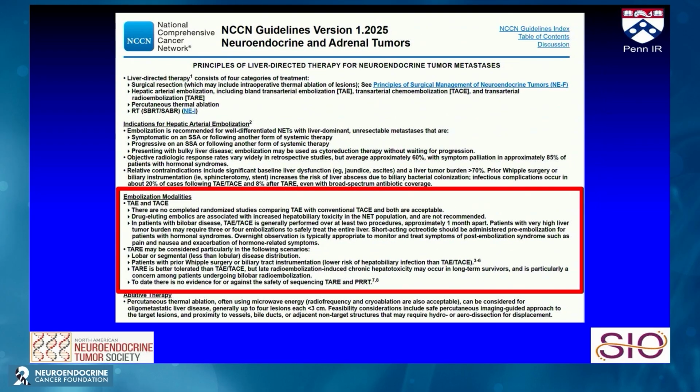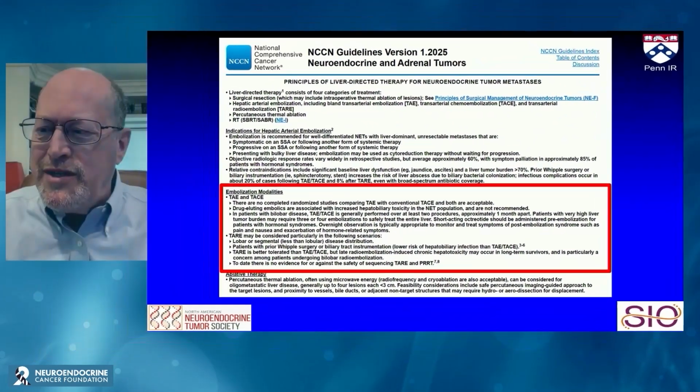And then the question is how to do that. And there are multiple ways of doing that. So most common are TAE, transarterial embolization or bland embolization, TACE or chemoembolization. And then there's also radioembolization or TARE. And we're going to talk about each of those in more detail.